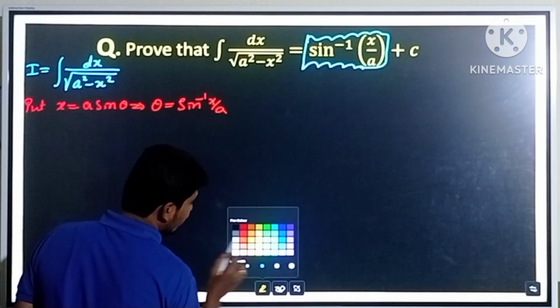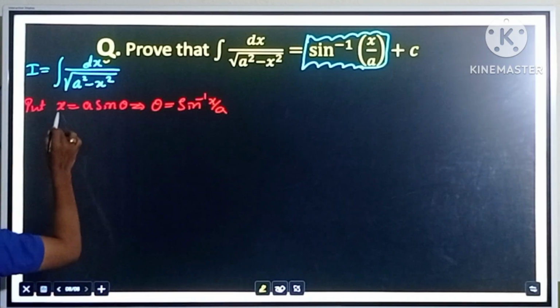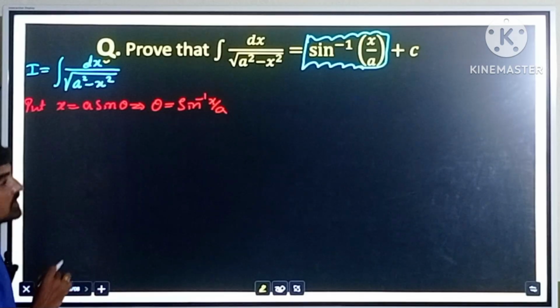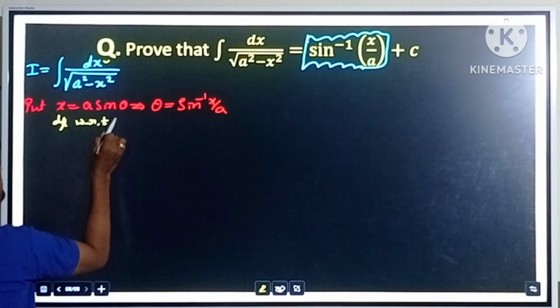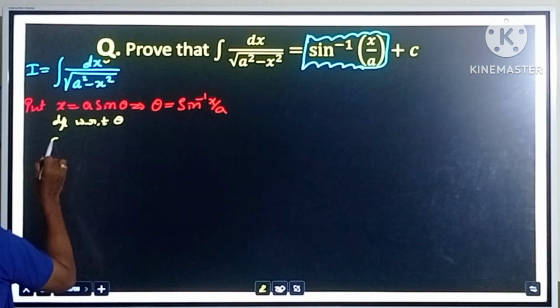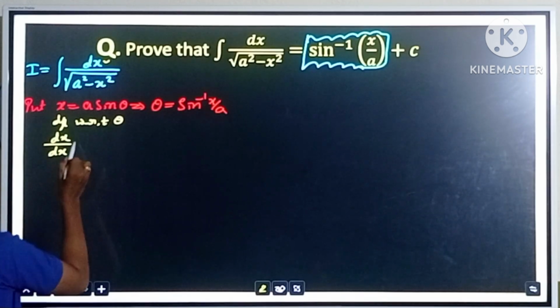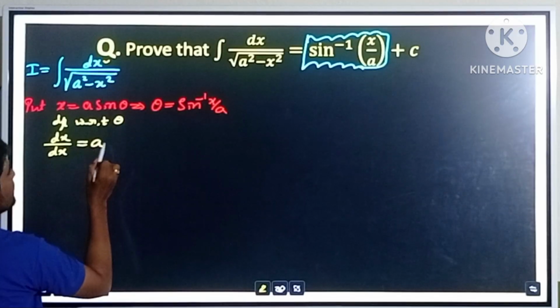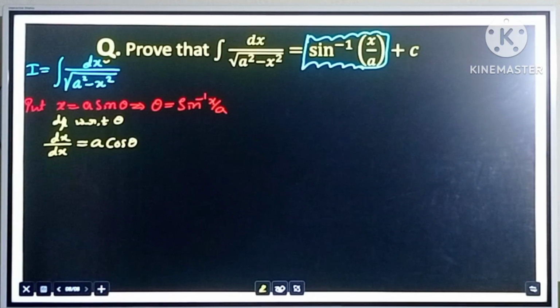We are integrating with respect to x. Therefore, differentiate this x with respect to theta. What is the next step? Differentiate with respect to theta. The derivative of x with respect to theta is dx by d theta equal to a into the derivative of sin theta, which is cos theta. I hope all of you are understanding.